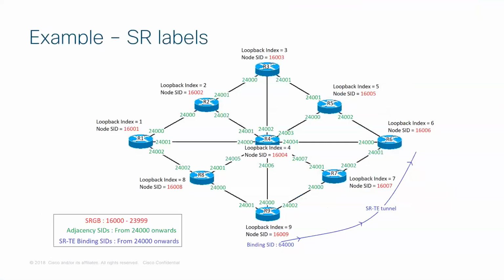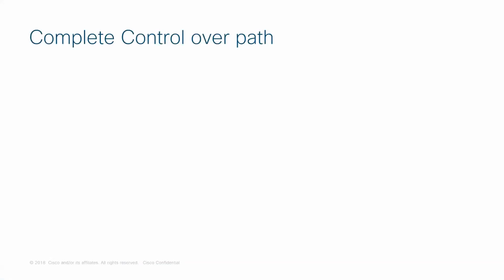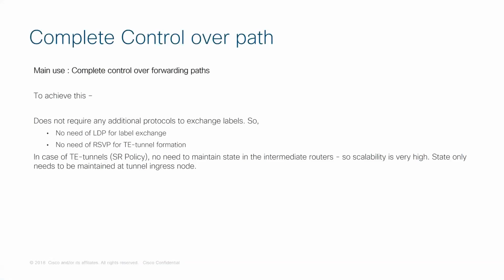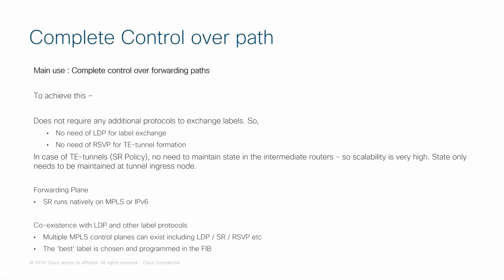There's no difference if you're willing to take the best path. The same thing, with complete control over the forwarding path. So no need for LDP, no need for RSVP-TE. SR itself can take care of everything. Scalability is very high because you don't maintain any state in the core. Only the head end needs that. SR runs natively on MPLS or IPv6. IPv6 is SRv6. It's still being developed. It's very new, but SRv6 is there. We'll do SRv6 later whenever it comes.